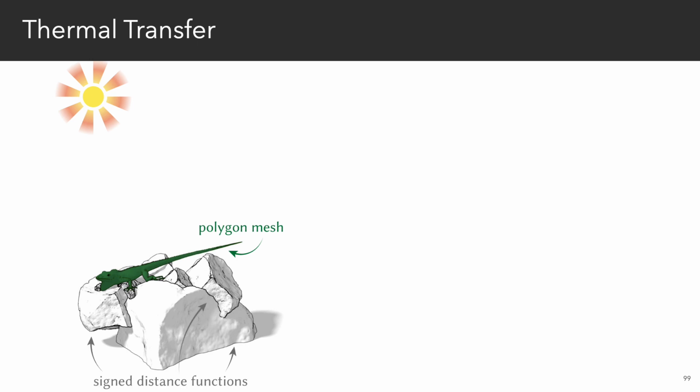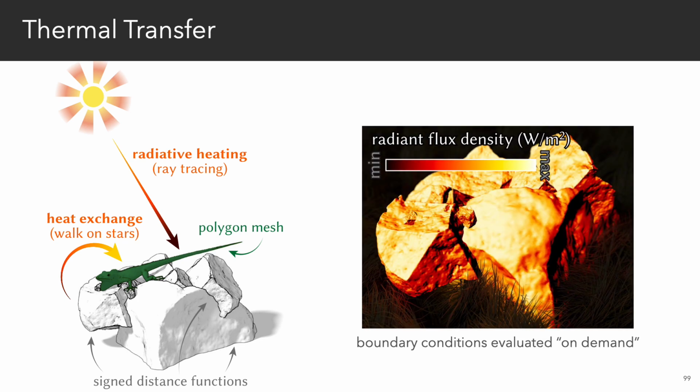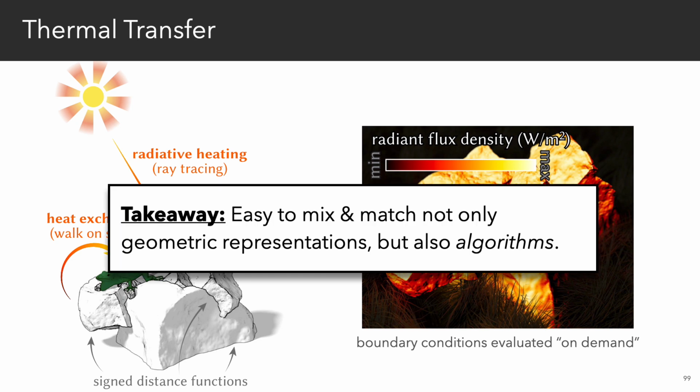In this example, we use a polygonal mesh to represent the lizard and a signed distance function for the rock. Also, to get our Dirichlet boundary conditions, we call a ray tracing algorithm on demand as a subroutine whenever we need to know the incident radiant flux density. There's absolutely no need to pre-compute this flux density over the entire domain ahead of time. So the takeaway here is that it's not only easy to mix and match different geometric representations, but also different algorithms.